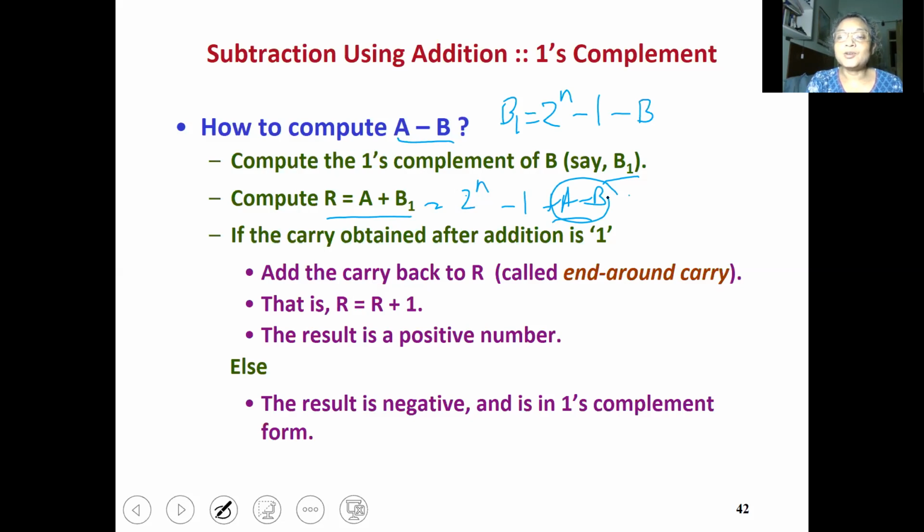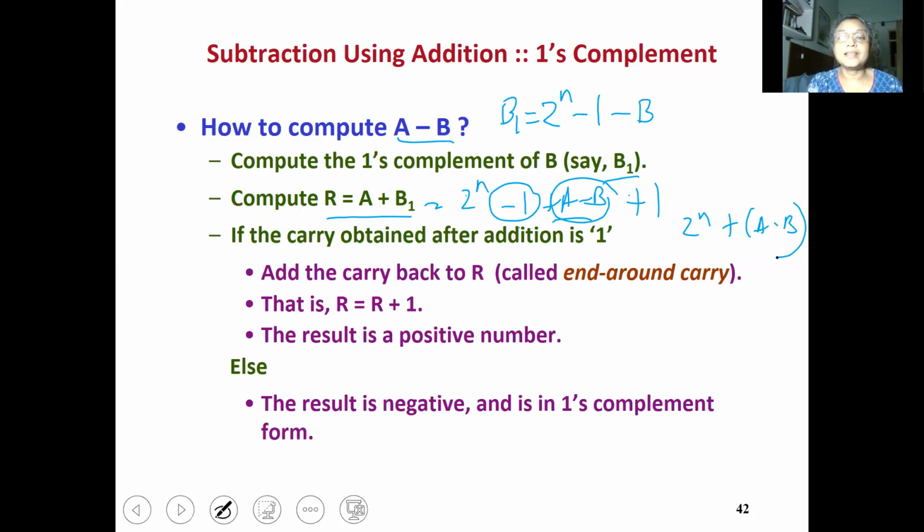So if the carry obtained after addition is 1, then we get the actual number and we can add this carry back to the result. This is called the end around carry. That is, R equals R plus 1. So this one we will add, and we get 2 to the power n plus A minus B. This 2 to the power n is the carry, and the result is a positive number.